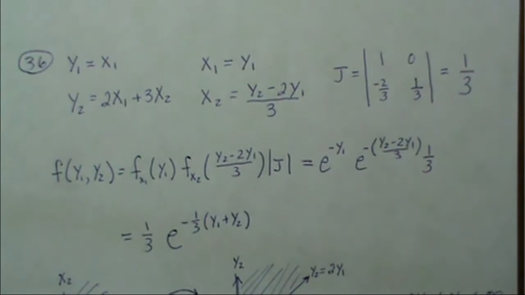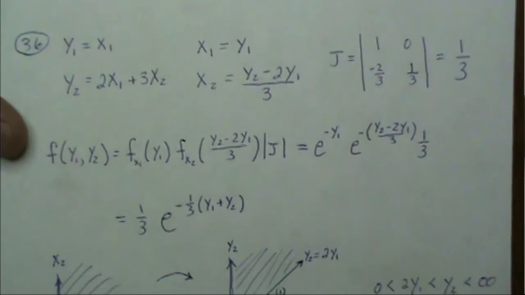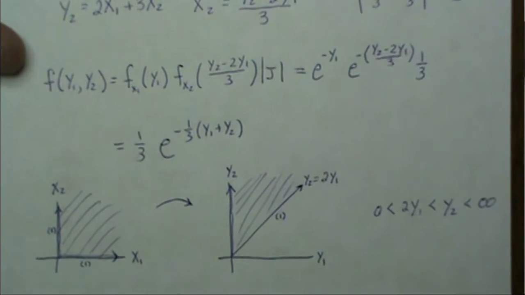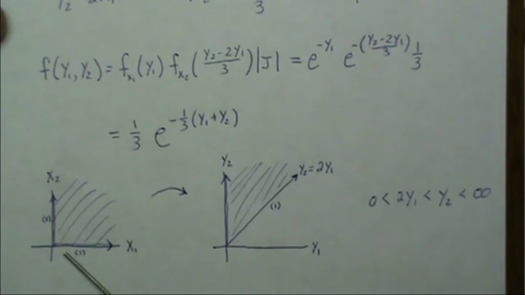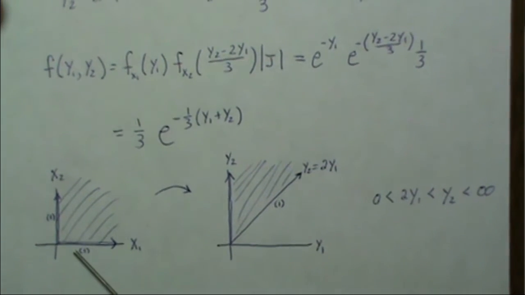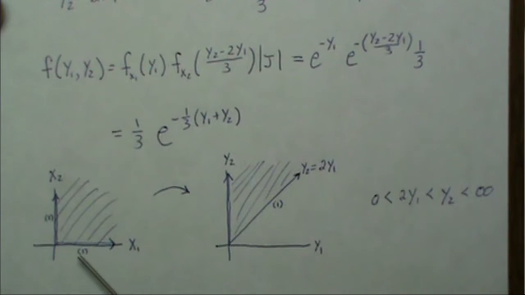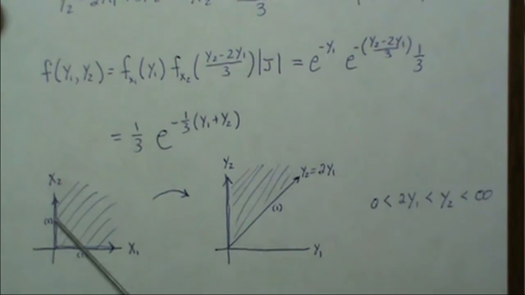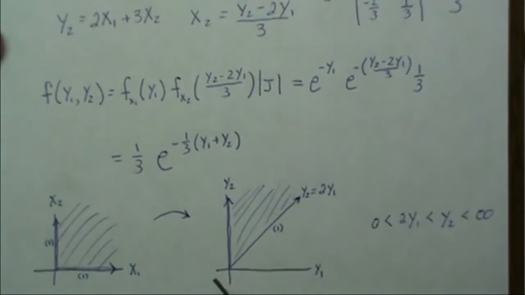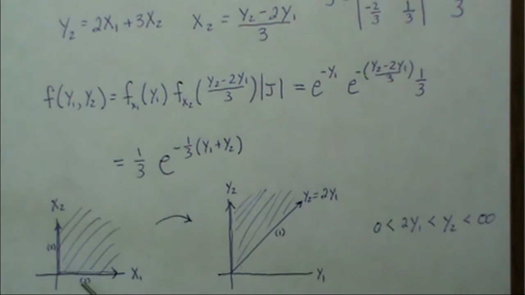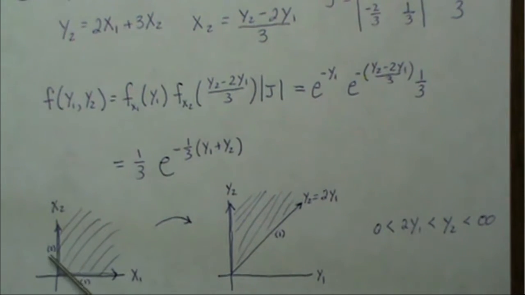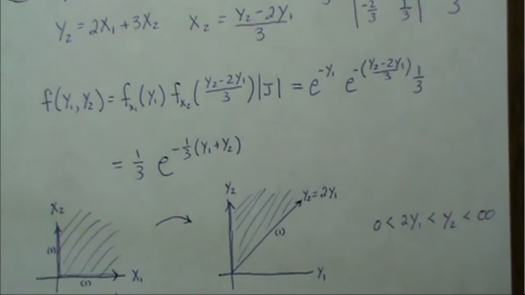Now, as far as the limits or the domain of this, I always like to draw a picture. So originally, x1 went from 0 to infinity, x2 was 0 to infinity. So then what you do is you map the boundaries to this new area. Okay, and so let's do this one here, and I call that boundary 1, and this is boundary 2.